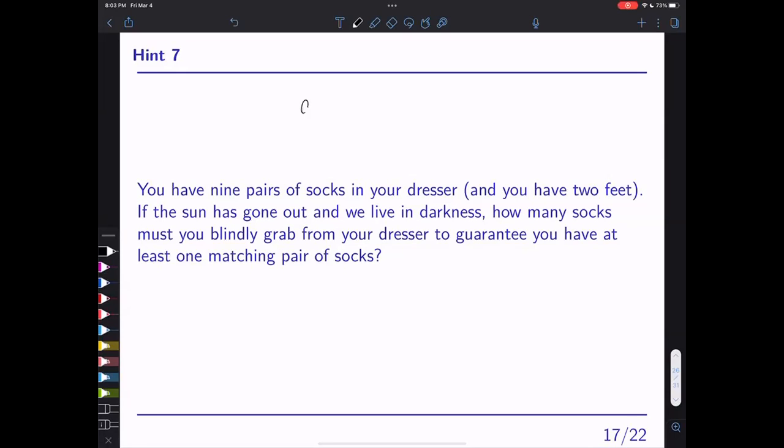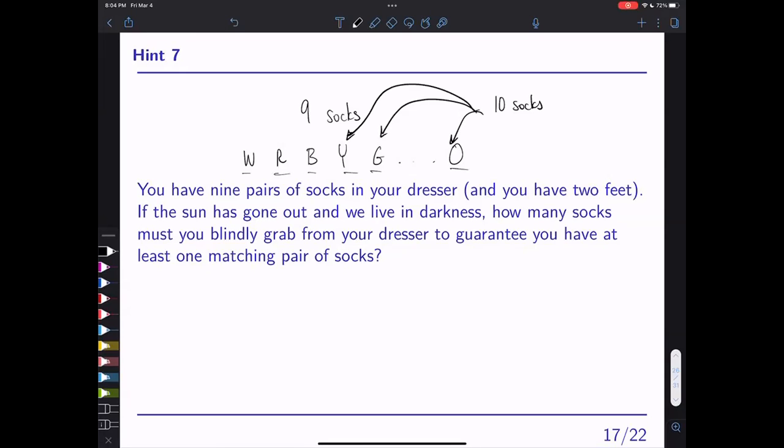If I pick just 9 socks, there's a chance, albeit small, that I pick one of each pair. I've only got 1 white, 1 red, 1 blue, 1 yellow, 1 green, 1 orange. I don't match. But if I pick 10 socks, no matter what, I'll have at least one of everything and then the extra. We don't know what color it is, but we know it matches another. So I want 10 socks if I have 9 pairs. So there's our hint.